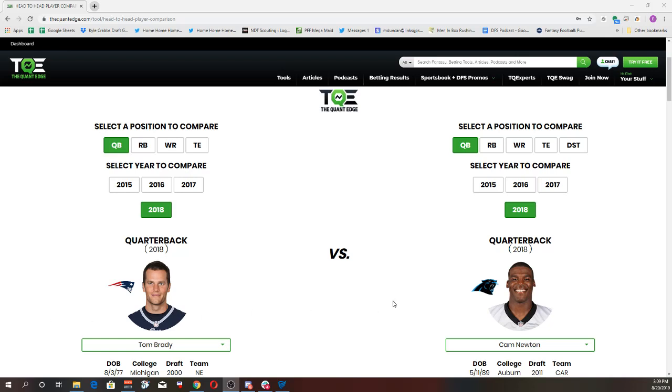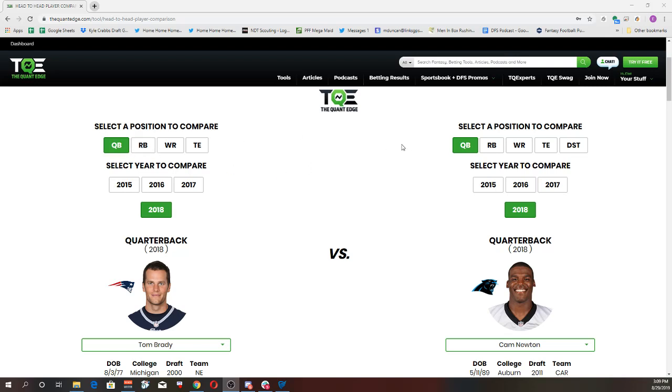What's up, guys? I'm going to run you through how to use the Quant Edge's TQE's head-to-head player comparison tool. This is a great tool for start sits as well as going in-depth understanding matchups. You can compare any two players, whether it's a quarterback to quarterback, quarterback to his opposing defense, wide receiver to running back to try to make that flex decision.